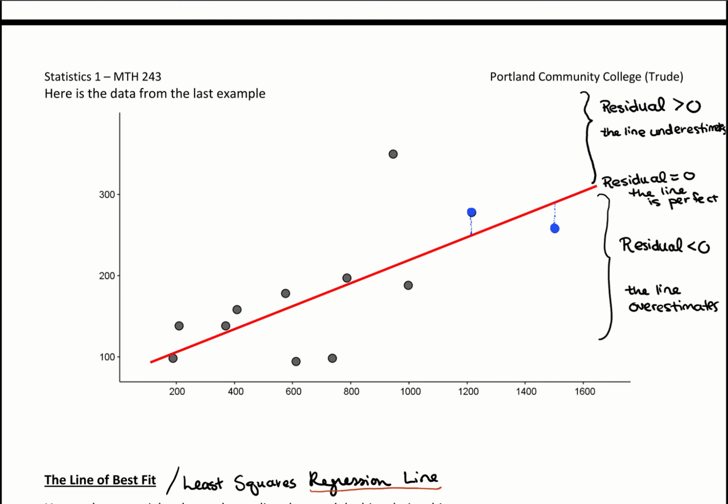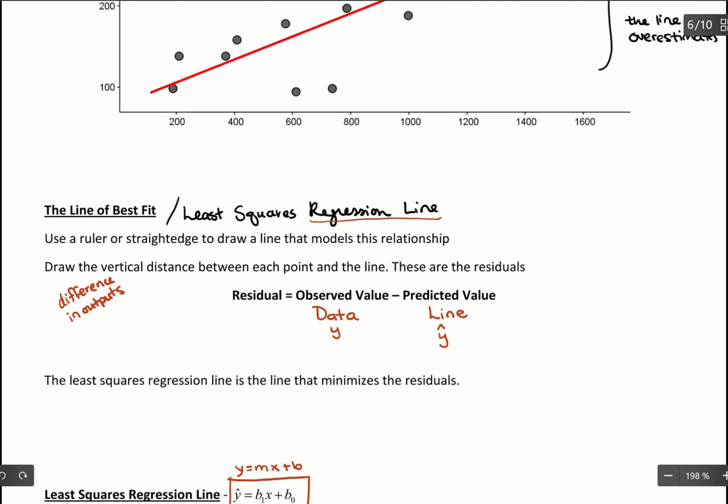So when we calculate residuals, it can give us an idea of how the line is behaving. Is it overestimating or underestimating? Basically, if it's positive, it's underestimating. If our residual is negative, it's overestimating. And when you calculate these residuals, just make sure you get the order correct. It always goes observed minus predicted.